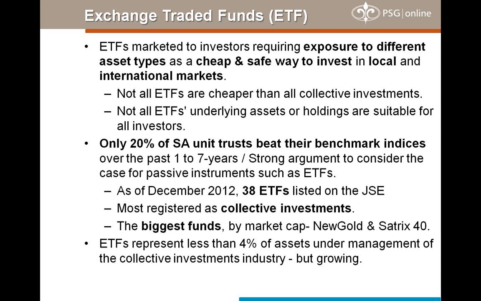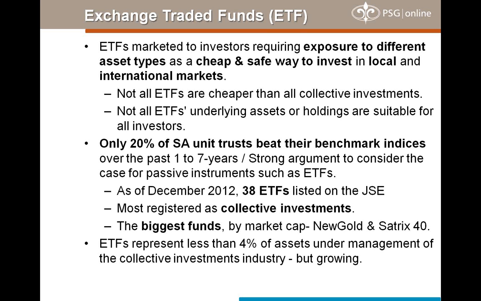As of December last year, there were 38 ETFs. Remember, they're registered as collective investments. The biggest fund by far, you'll see just now, is NewGold. It's more than 20 billion, so it's quite big. Satrix was the very first one that was listed, and that's only 190 million market capitalization. ETFs at this point in time only represent about 4% of assets under management in the collective investment industry. So there's a lot of growth potential.